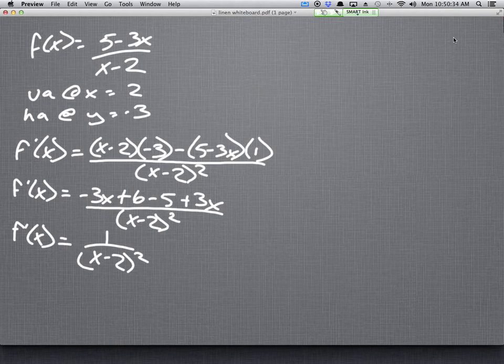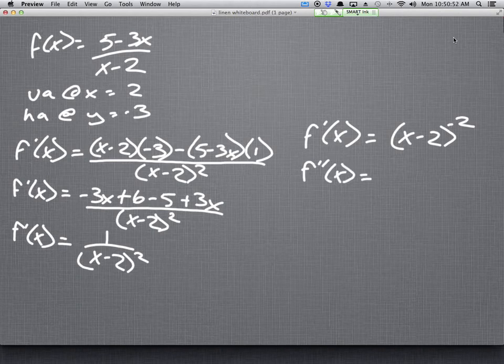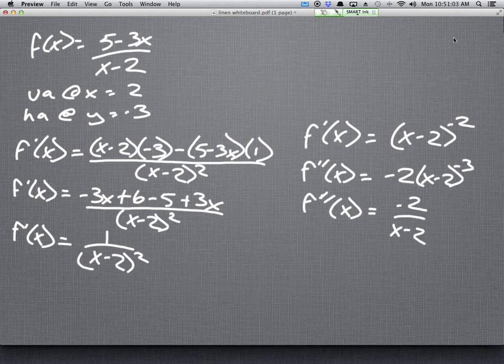Alright, what can I do to make it easier to find my second derivative? Move the bottom to the top, and when do I know to do that? When there's no variable in the numerator. Good. So before I find the second derivative, let's move it to the top, and then find the second derivative. So that would be -2, that would be x minus 2 to the -3. So that means my second derivative is -2 over x minus 2 cubed.